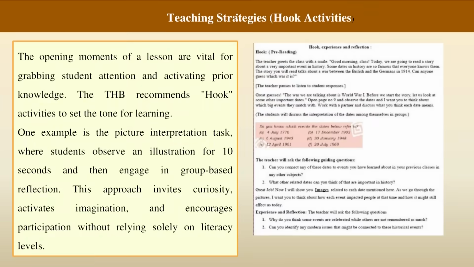One example is the picture interpretation task, where students observe an illustration for 10 seconds and then engage in group-based reflection. Here, the student has an opportunity to share his own experience. This approach invites curiosity, activates imagination, and encourages participation without relying solely on literacy levels.